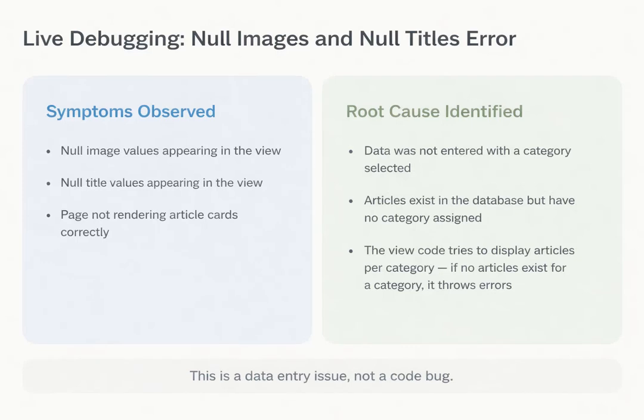During the live session, a student named Avinash shares their screen and encounters errors, null images, and null titles showing up on the page. The instructor walks through the debugging process carefully. The first instinct might be to look for a code bug, but the instructor quickly identifies that the real issue is actually a data entry problem. The articles in the database were added without selecting a category, so when the Vue tries to loop through articles belonging to each category, it finds nothing, and that causes the null values to appear.